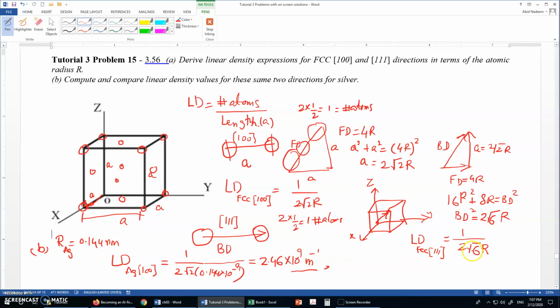And similarly, to find the linear density for the 111 direction, we can input the same values, and if you calculate it using this formula, it will be equal to 1.42 times 10 to the power 9 per meter. Okay, so this is the answer.